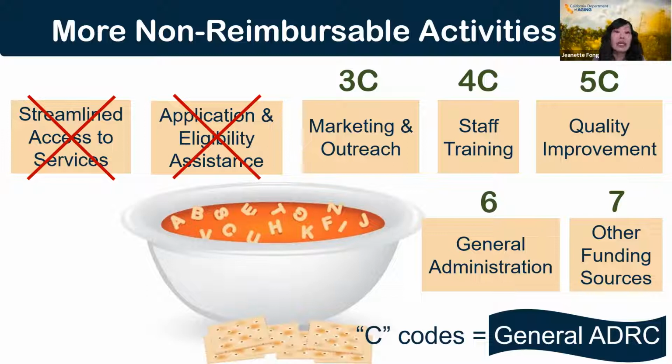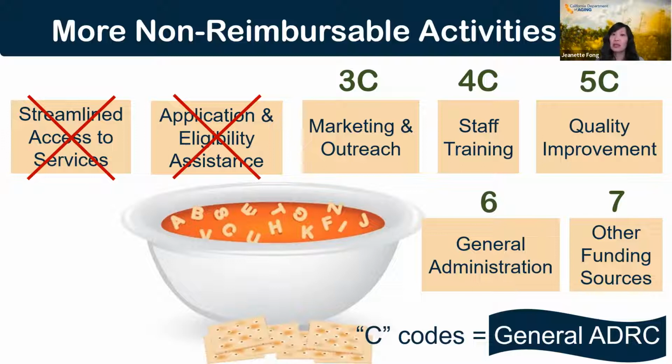So remember, with categories 1 and 2, you're working one-on-one with clients to help them access a particular program or service or complete an application to determine eligibility for a program or service. There are no C codes for categories 1 and 2 because we're not talking about one-on-one interactions. With the C codes, we're talking about general ADRC activities. So we actually only have 3C, 4C, and 5C.